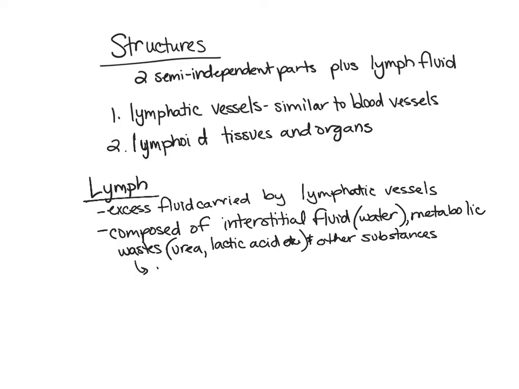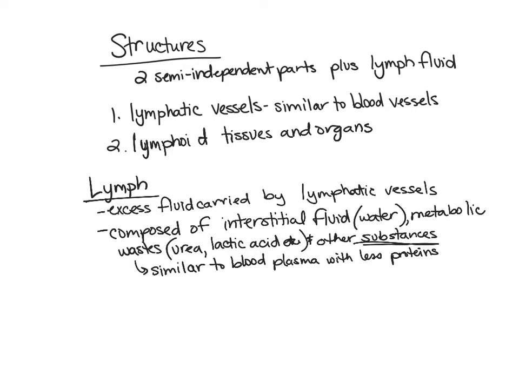So this is really similar in composition to blood plasma, but it does not have as many proteins. Remember, our blood plasma has a lot of different types of proteins in it, namely albumin, and we don't see that albumin in the lymphatic vessels or in the lymph. We could see some very small proteins that might get caught up in the mix and get into the lymph, but it is very similar to blood plasma with the exception of the high amounts of proteins.